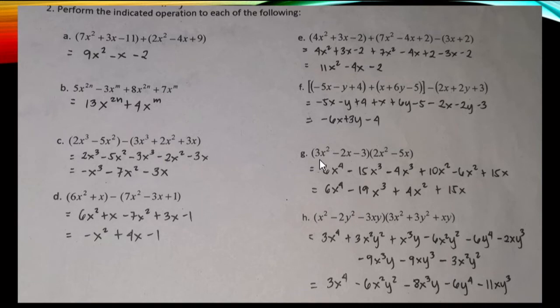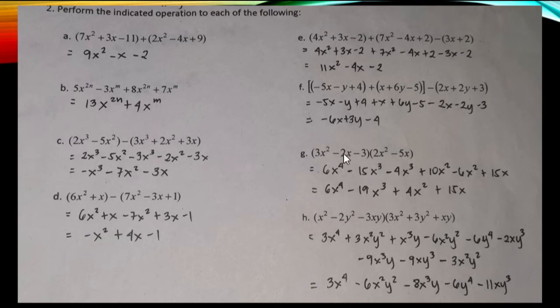Next, 3x squared minus 2x minus 3 multiplied by 2x squared minus 5x. So it's a multiplication. Let's do the distribution, multiplying each term. So, 3x squared times 2x squared makes 6x to the power of 4. Then, 3x squared times negative 5x makes negative 15x cubed.